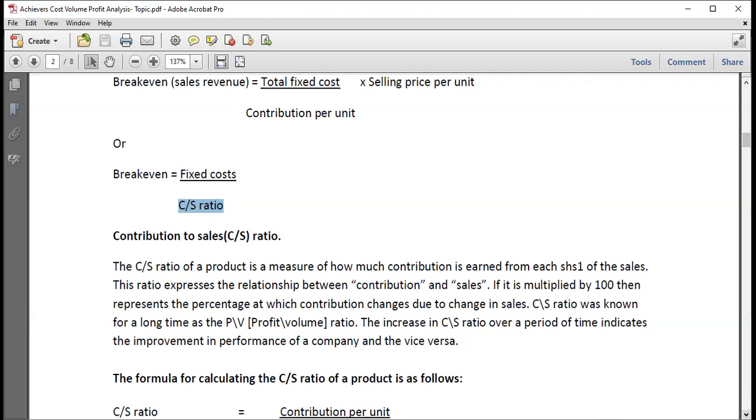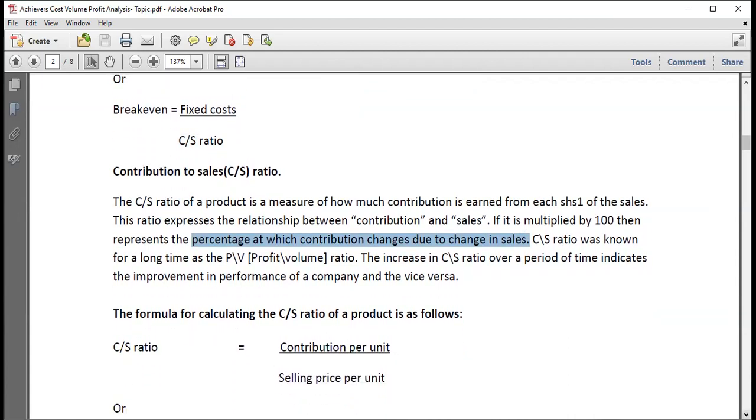And then sometimes you may find this being multiplied by 100 because they want it in terms of percentage. Now, if it's a ratio and it's multiplied by 100, then you have a percentage. So if it's multiplied by 100, contribution is basically trying to represent the percentage at which contribution changes with a change in price. I understand by now you must be appreciating what the word contribution basically means.